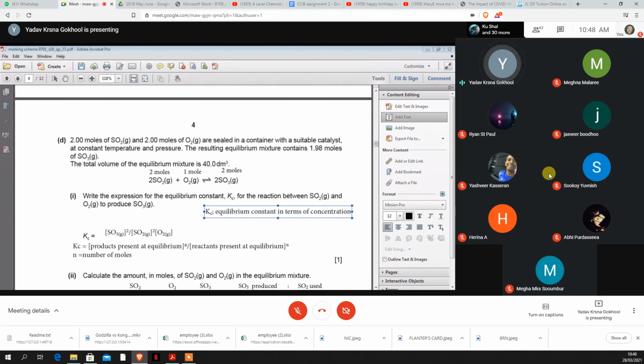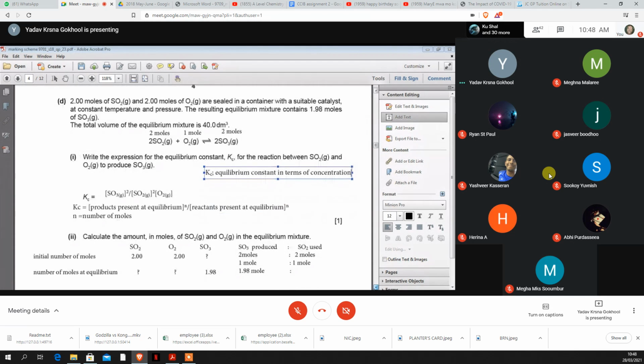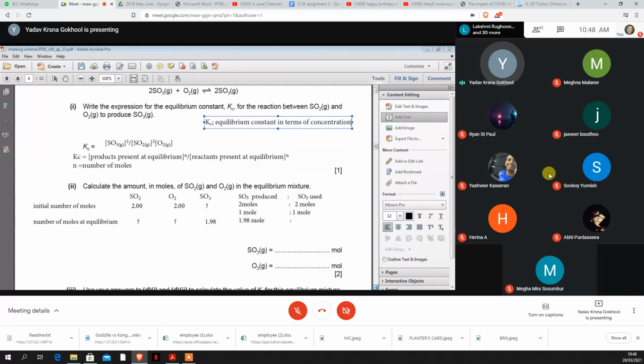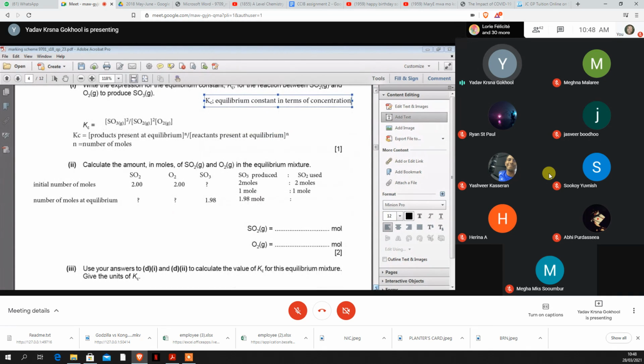We are concerned, in terms of concentration, with the number of moles present at equilibrium to the power of n, divided by the reactants present at equilibrium to the power of n. Now, I have not worked it out. We are going to work it out together. What I have just done is put the initial part. So we had 2 moles of SO2, 2 moles of O2, and SO3 we did not have any. Then the number of moles at equilibrium, we only know that of SO3.